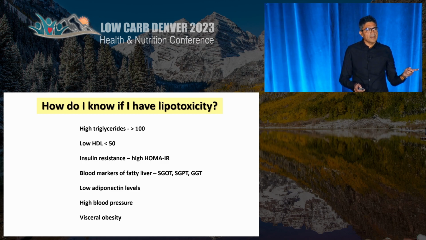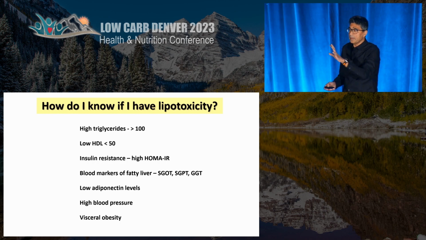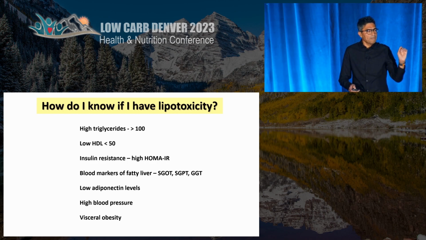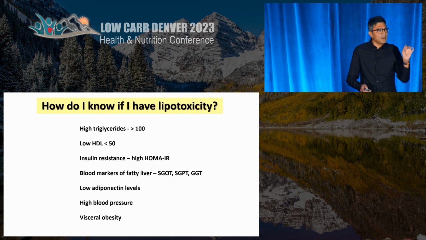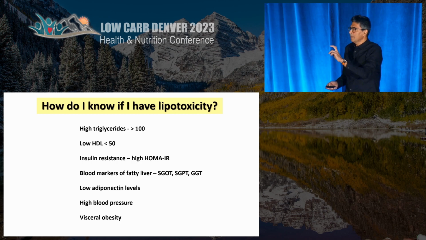A clinician can recognize this by looking at the fact that these people have high triglycerides, and I say 300 is too big a number, it should be less than 100, low HDL, markers of insulin resistance, blood markers of liver dysfunction, low levels of a hormone that healthy fat cells elaborate called adiponectin, high blood pressure, and visceral obesity.